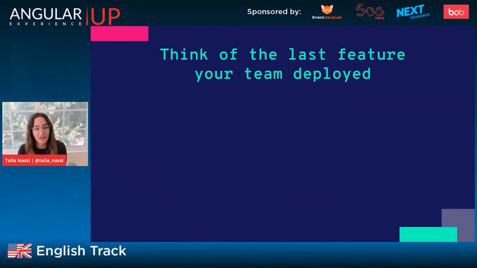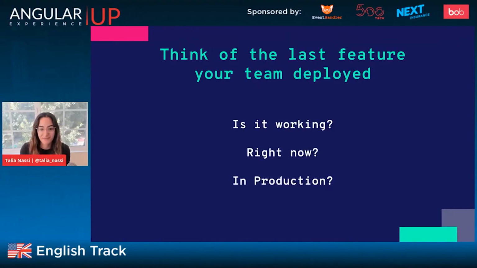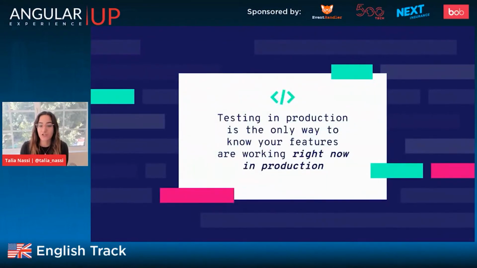And if I haven't convinced you that this is a good idea, I want everyone to think of the last feature that your team deployed. You're thinking about it. Okay, is it working? Right now, in production? How do you know? Your users haven't reported anything to you, your alarms haven't gone off, so you don't actually know, right? Testing in production is the only way to know that your features are working right now in production.